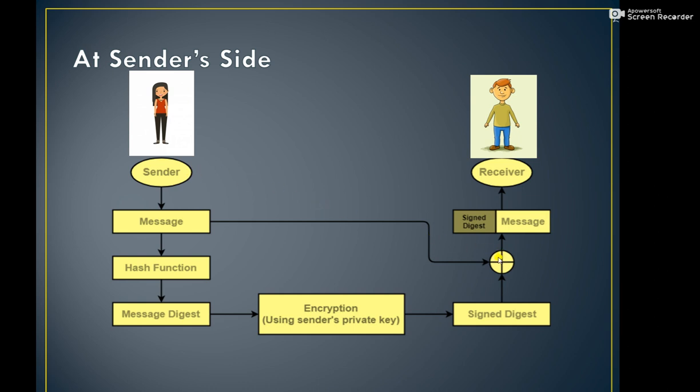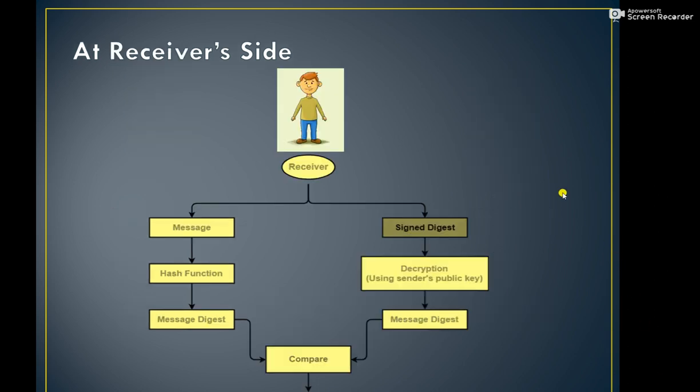So this is the authenticity of Alice. So the receiver has to check the integrity and the authenticity of the message. So let us see what happens at the receiver side. At the receiver side, since Bob has got the message and signed digest, what will Bob do?